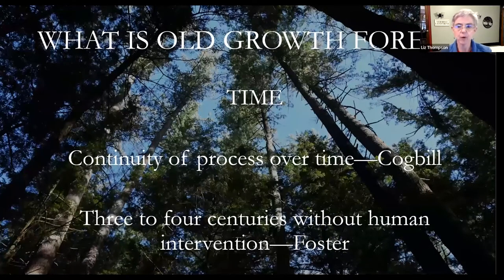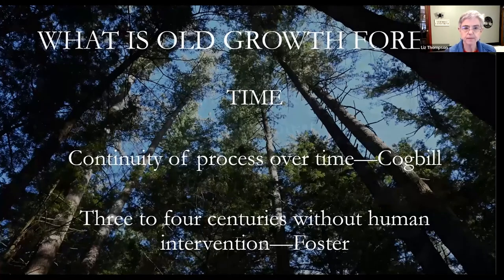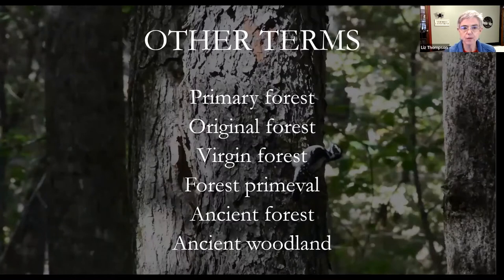We have some different terms here. We have old growth forest and old forest and some others as well. An old growth forest is one that simply has been around for a very long time without significant human disturbance. One of our colleagues, Charlie Cogbill, defines it as continuity of process over time. Simply ecological processes happening over time, sometimes 3 to 4 centuries without human intervention, according to David Foster. Other terms you'll hear are primary forest, original forest, virgin forest, forest primeval, ancient forest, and ancient woodland.